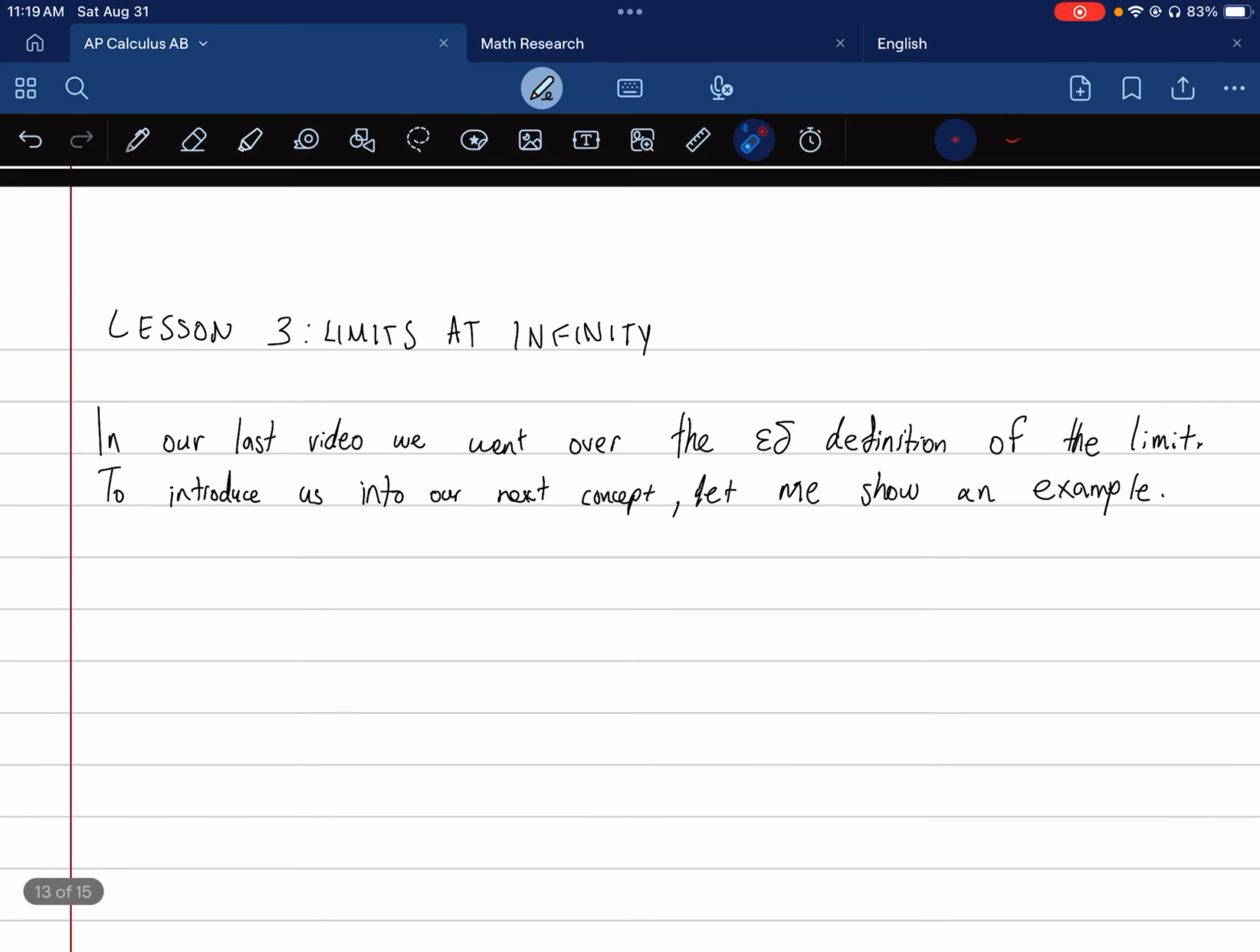Hello, welcome back. Today's lesson 3, Limits at Infinity Part 1. In our last video, we went over the epsilon delta definition of the limit.